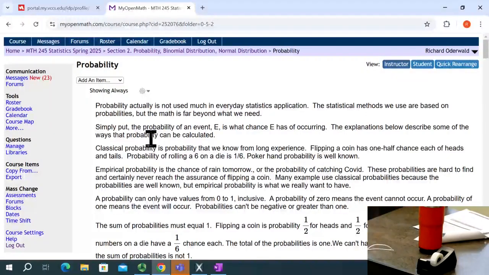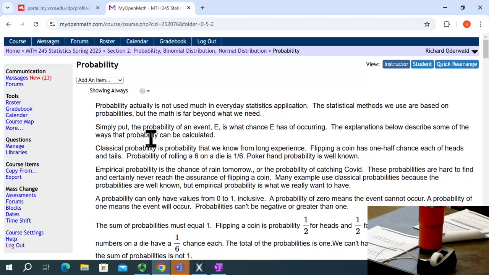All right, this is probability, and it's just simple. What's the chance of pulling a rabbit out of a hat if you've got two rabbits in the hat? And it isn't actually used much for what we need to do. And it's kind of boring because all it is is a bunch of definitions. All right, so probability is the chance of a particular event happening.